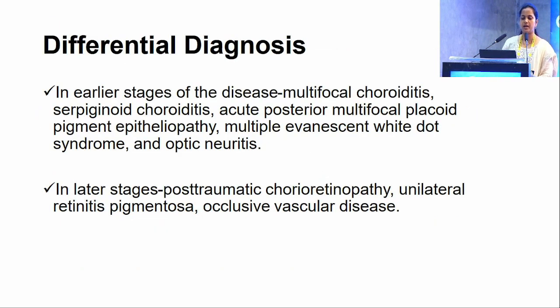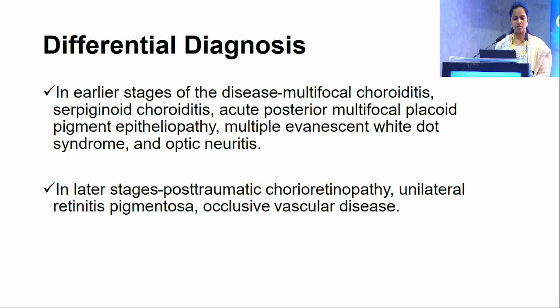In the differential diagnosis, in earlier stages, it should be differentiated from multifocal choroiditis, serpiginoid choroiditis, acute posterior multifocal placoid pigment epitheliopathy, multiple evanescent white dot syndrome, and optic neuritis. The evanescent lesions in MEWDS will disappear after a certain point of time and they may not appear in another quadrant. But in DUSN, you will see another fresh crop of lesions in another quadrant.